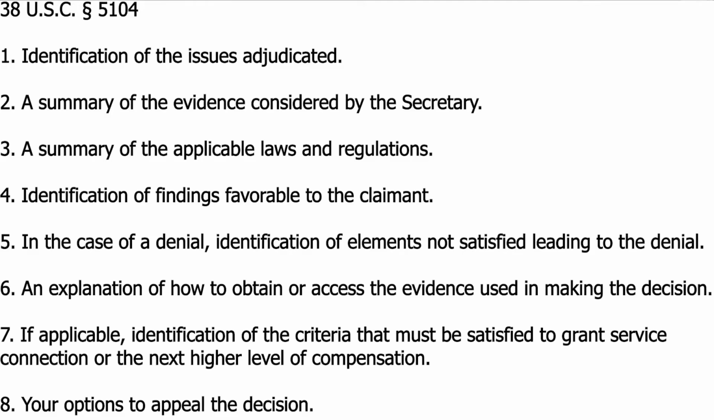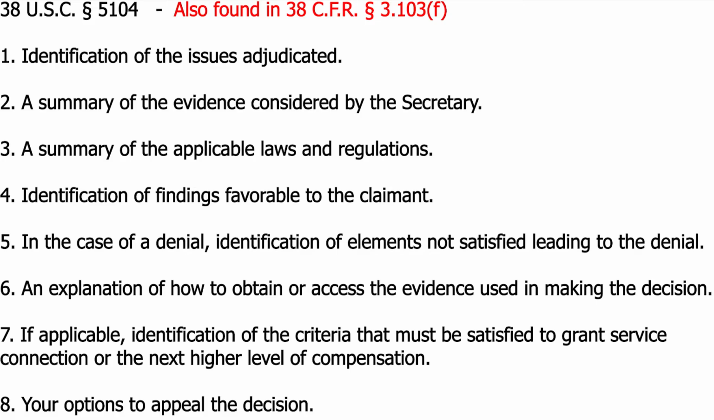And finally, the VA is supposed to provide you with your options to appeal a decision if you don't like it. And I'm using the word appeal here in a very loose sense, because some of your options probably aren't technically appeals. I'm speaking specifically of something like a supplemental claim. Now, the VA's regulations, specifically 38 CFR 3.103(f), restate all of these things, although they do it in a slightly different format. So that's the information the VA is supposed to provide you.